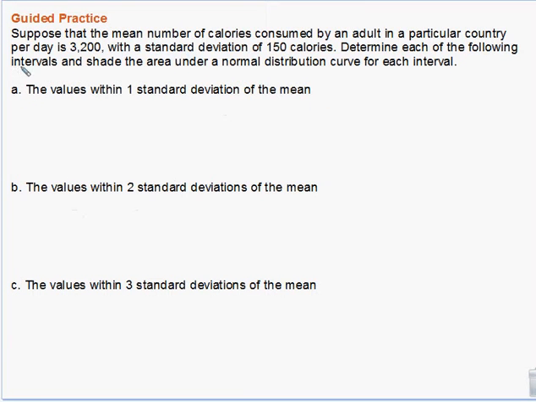Standard deviation is a value that can be calculated, and we will talk about calculating it in the next couple sections. But right now I'm going to give you guys the standard deviation.